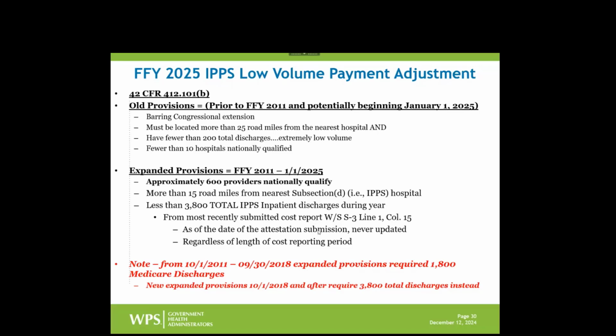So what is almost guaranteed to happen, I'd be extremely surprised if it doesn't, this will terminate 12/31, so your claims 1/1 and after won't have low volume. But then at some point, most likely it's going to be implemented and it'll be retroactive like it has been in the past. So we'll have to reprocess claims. Again, no guarantee on that. It's all dependent upon what happens, but that's my thought.